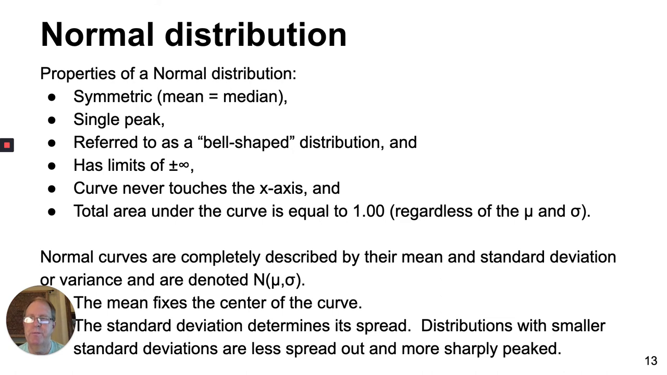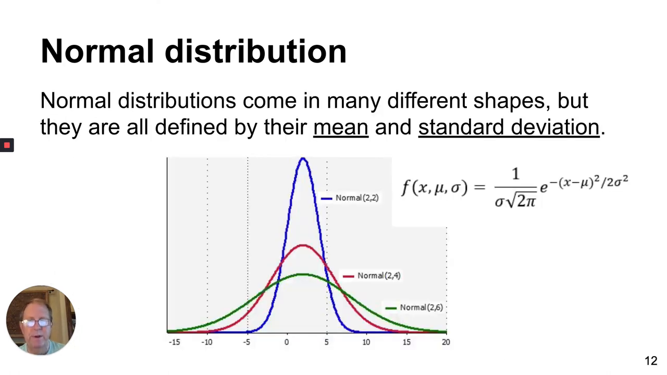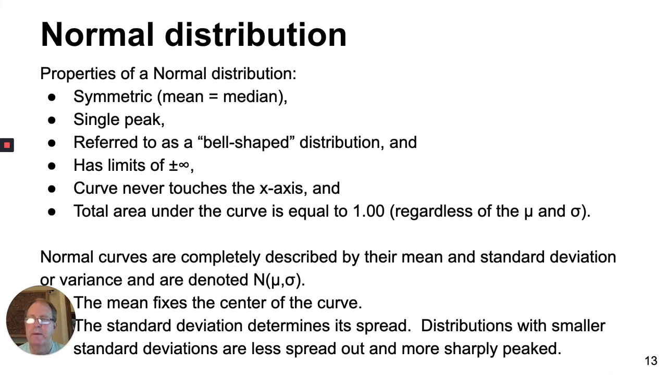Normal distributions, here are some properties. They are symmetric, so we know that the mean is equal to the median. They are single-peaked. We sometimes refer to them as bell-shaped. And they have limits of plus or minus infinity. That means that on these graphs, the low point goes all the way to negative infinity, and the high point, it's indefinite, it goes to positive infinity. The curve never touches the x-axis, no matter how close it gets. The total area under the curve is always equal to 1, regardless of the mean and standard deviation. So the normal distribution, the area under the curve is 1.